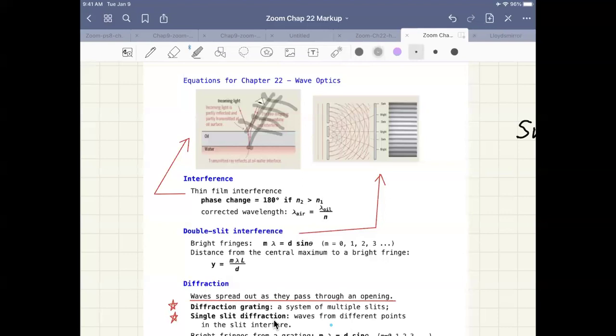Some of the tricks of the trade when you're concerned with thin film interference is when light scatters from a more dense material, there's a phase change of 180 degrees.